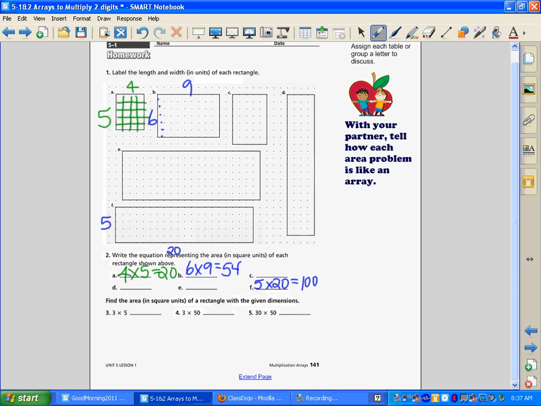All right, C. How many do I have going across? 6. Going across, 1, 2, 3, 4, 5. Going down, 1, 2, 3, 4, 5, 6, 7. So 7 by 5. C is 35.